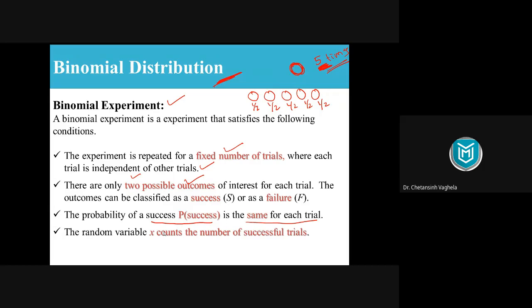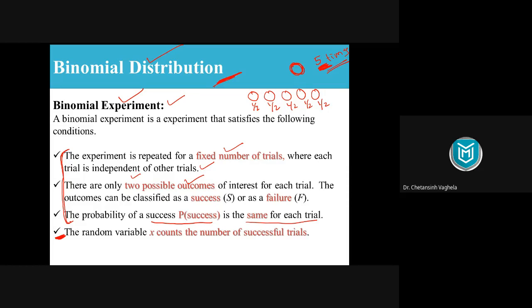And the last one: the random variable X counts the number of successful trials. But don't worry about that. This last one we're not worried about; it is actually a kind of information, I cannot say it is a condition. So the first three statements are the conditions. If any experiment satisfies these three conditions, then we can say that experiment is a binomial experiment. And if it is a binomial experiment, then we can discuss the binomial distribution.